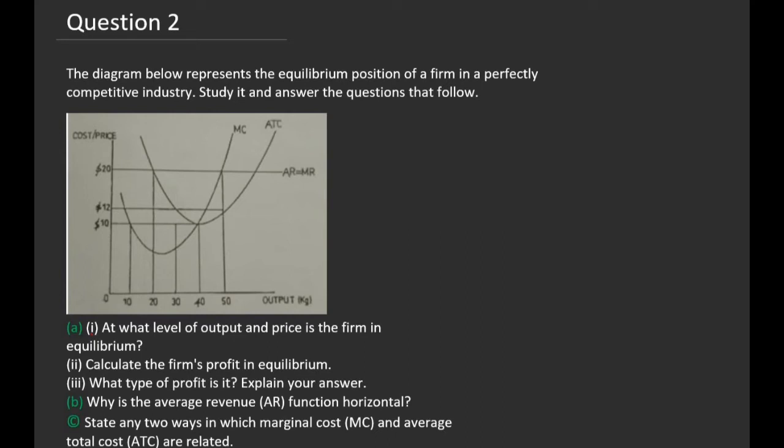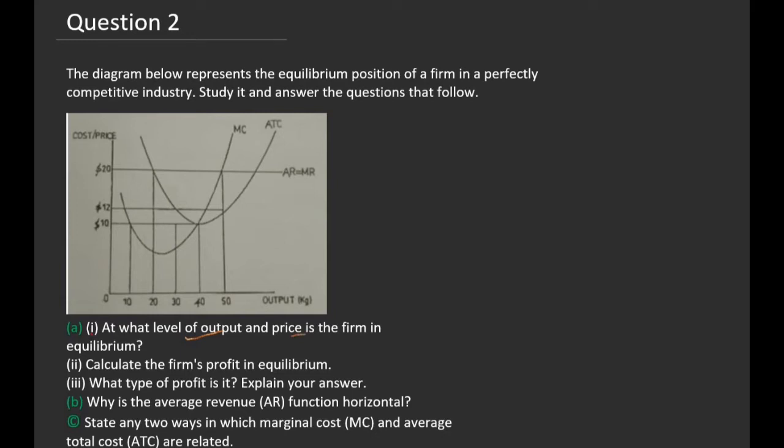Question 2. The diagram below represents the equilibrium position of a firm in a perfectly competitive industry. Study it and answer the questions that follow. In this question, you have to determine the level of output and price at which the firm is in equilibrium, the firm's profit, and the relationship between marginal cost, MC, and average total cost, ATC. The first question says, at what level of output and price is a firm in equilibrium?